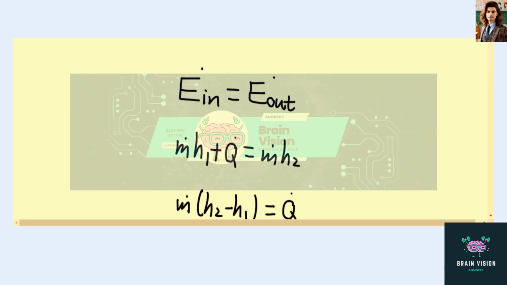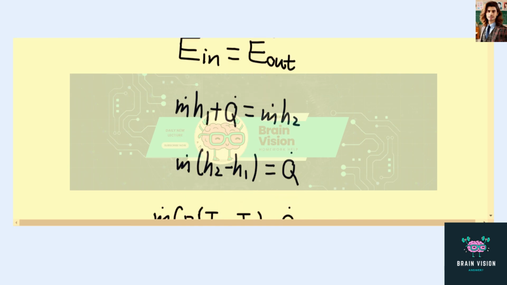M dot here is the mass flow rate of the water we're looking to determine. H1 is the inlet enthalpy, or the initial enthalpy. Q dot here is the input rate of heat. And H2 here is the final enthalpy, or the outlet enthalpy.